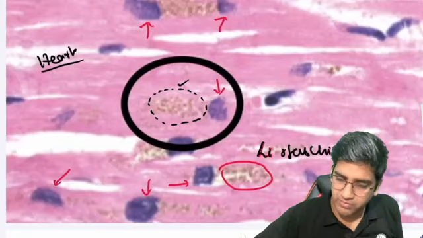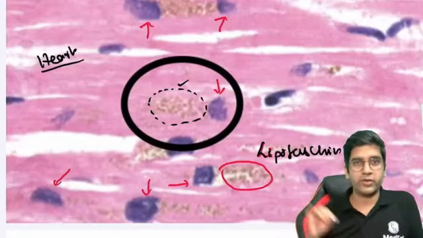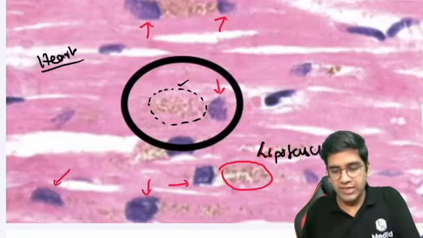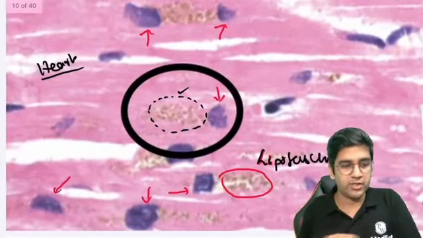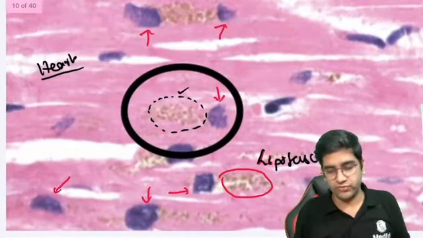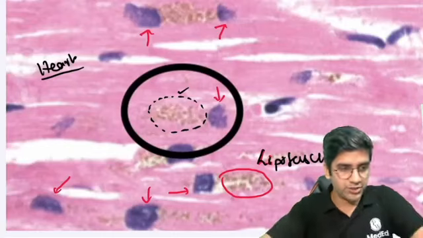It's just a simple brown color pigment. That's all. Fine. Okay, I'm sure you can easily appreciate the lipofuscin as well as you can look at the nucleus here, right? Perfect. Great. That's about atrophy. So we are done with all the four cellular adaptations.